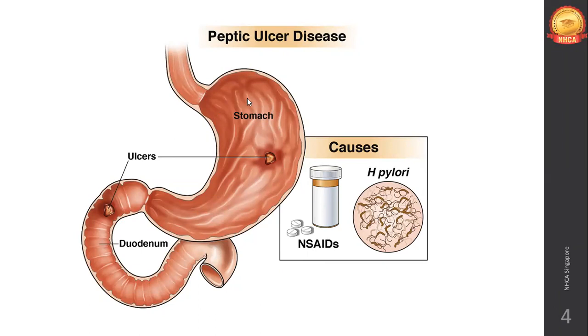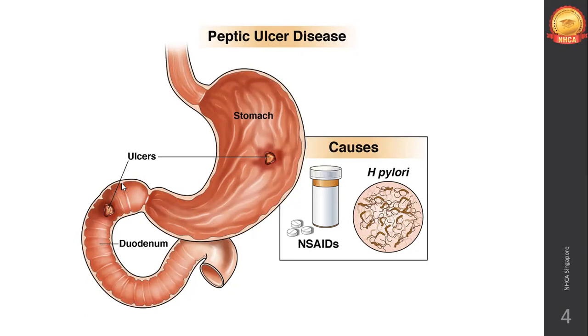So there are two types of peptic ulcer. One is gastric ulcer and one is duodenal ulcer. In gastric ulcer, the ulcer has taken place within your stomach, any part inside the stomach. Any part in your duodenum, it becomes a duodenal ulcer.